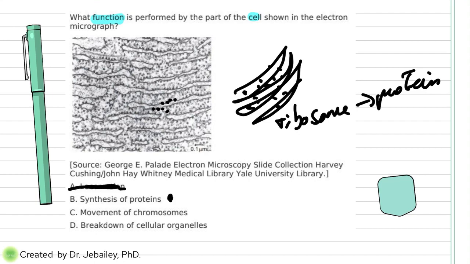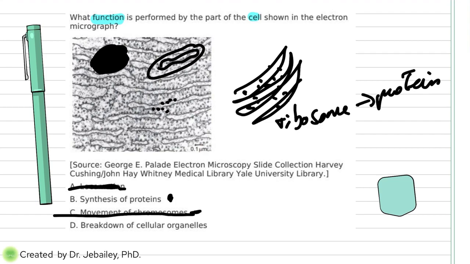Movements of chromosome. First, if this was the nucleus, a nucleus would have been looking like this, like a very large circle, black. You don't see any of that, so it has nothing to do with DNA chromosomes. It's out. Breakdown of cellular organelles. If it was like this, it would have been a mitochondria like this, and you have it like this.